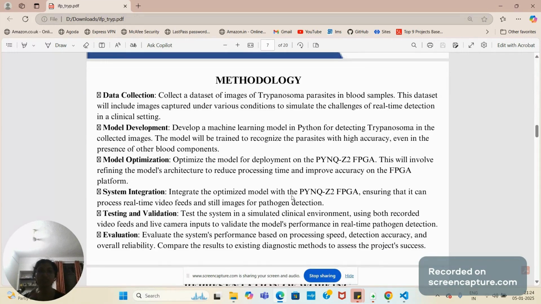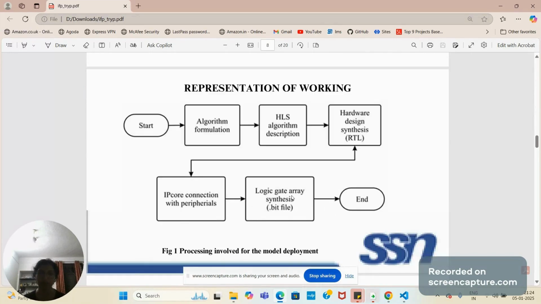So the methodology for the study is data collection, model development, model optimization, systems integration, testing, validation using field data, and evaluation of the model.